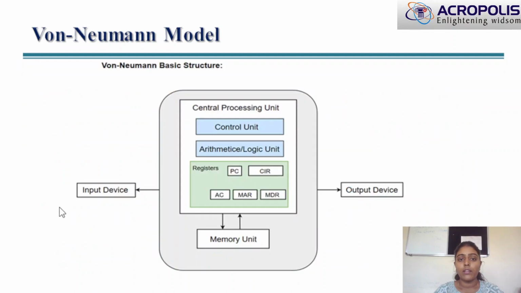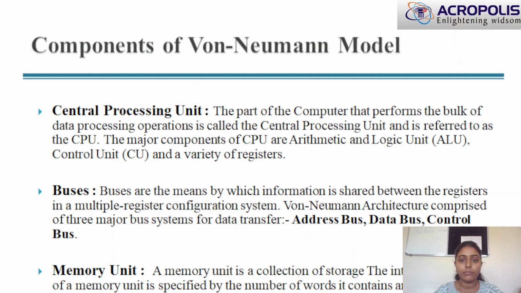So the diagram shows the von Neumann model. In the von Neumann model, we use ALU and CU, as the diagram shows. There are some registers also like PC, that is program counter, CIR, current instruction register, AC, that is accumulator, MAR, memory address register, MDR, memory data register, memory unit, input device and output device.